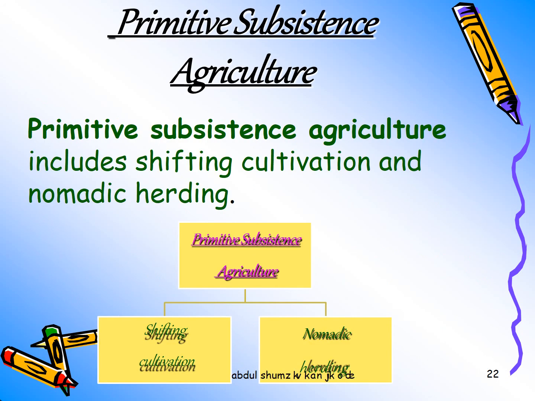Now, what is primitive subsistence? Primitive subsistence agriculture includes shifting cultivation and nomadic herding. So, this is all in this module. We will be discussing it in the live class.